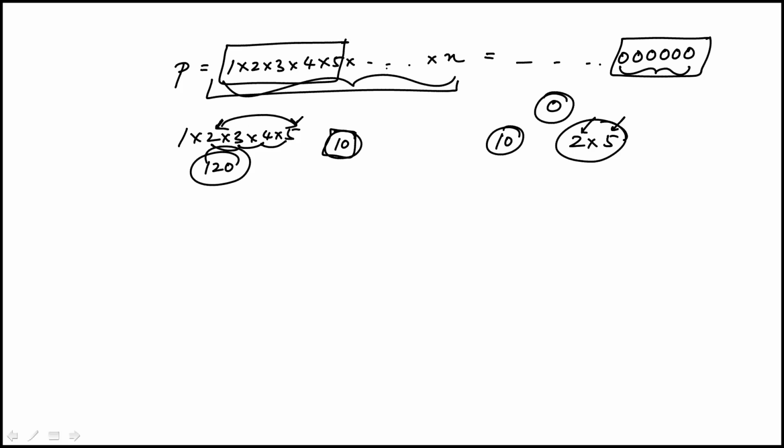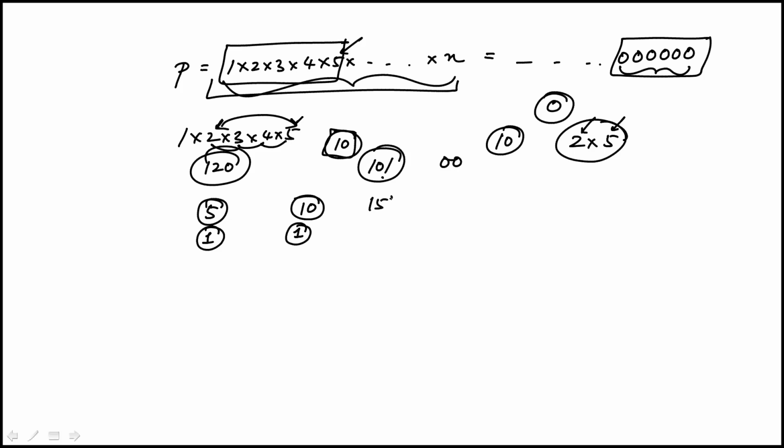Now, there will be a lot of 2s. Every other number is even, but you'll have far fewer 5s. So it's really about counting 5s. The first 5 is going to appear at 5. The next one will be at 10. So let me just write how many are going to appear here, 10. So up to 10 factorial, you'll get 2 zeros.